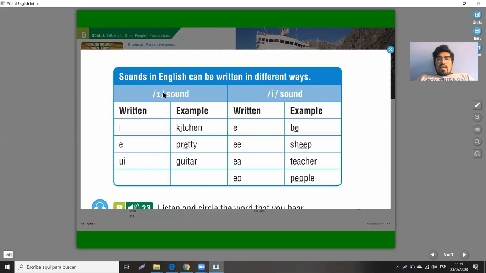Okay, now let's go here. Written one E, double E, sheep. It's the same. Now, EA, teacher. So sheep, teacher. In the sound, they are the same. But for written, escritos, they're different. EO, people. Okay, so remember this.